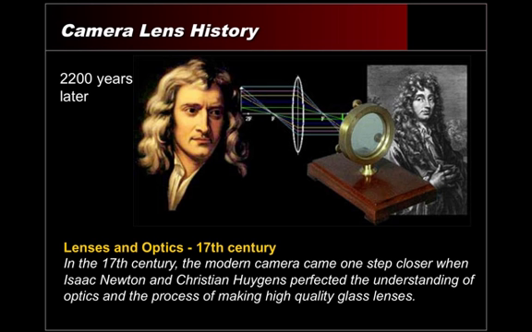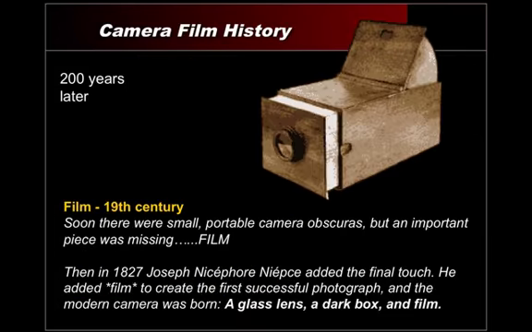It was 2,200 years later that Isaac Newton and Christian Huygens perfected the understanding of optics and the process of making high quality glass lenses. And that was a key component, of course, to dispersing the light properly. And yet it was 200 years later, in the 19th century, that finally the important missing piece was developed, and that was film, some way to actually capture that light as it came through into the box. But the concept is very much the same all the way through: a glass lens, a dark box, and film to record it.